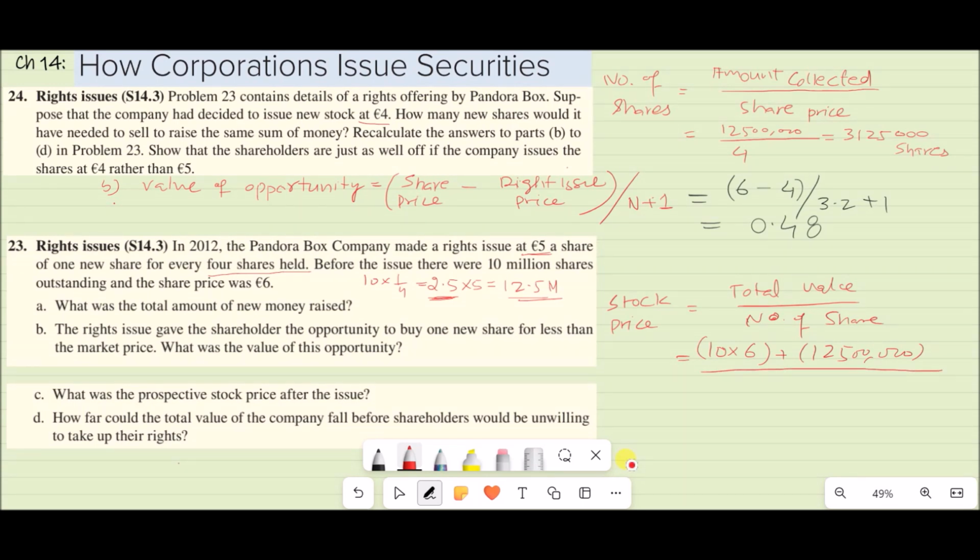Divided by, let me write this in millions, 12.50 million, divided by the number of shares. Previously the number of shares was 10 million, plus the new number of shares, 3.125 million. By solving all of these, you will get the new share price, which is $5.52.